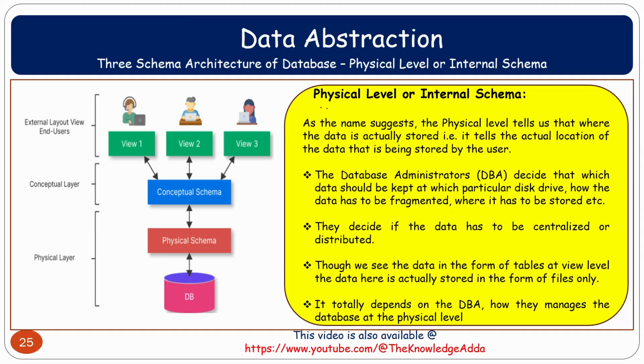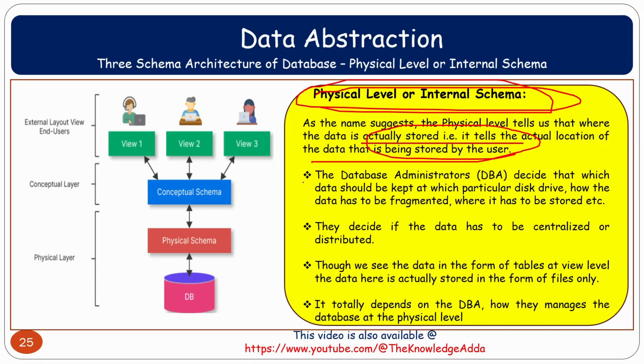Now, physical level means here we are talking about the internal schema, and that is just like a database where we store the data. The physical level tells where the data is actually stored. It tells the actual location of data that is being stored by the user. The database administrator decides which data should be kept at which particular disk or drive, how the data has to be fragmented, where it has to be stored, and whether the data has to be centralized or distributed. So we see the data in the form of tables at the view level.